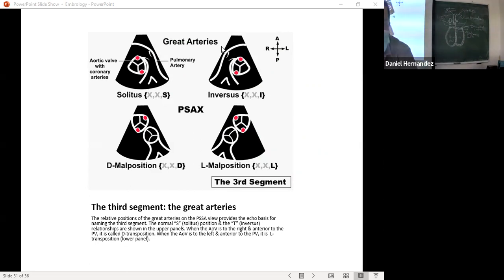So these would be some views from our postnatal short axis, our normal orientation. And then if we have situs inversus, our pulmonary arteries come on the opposite side of the heart.